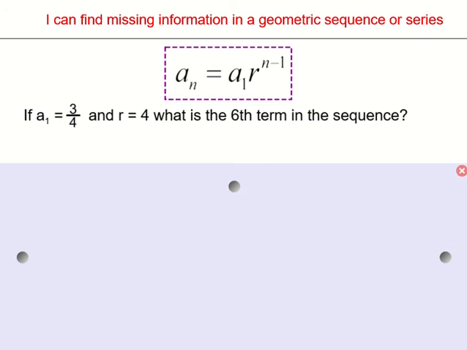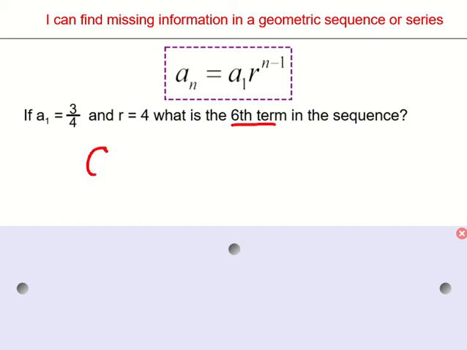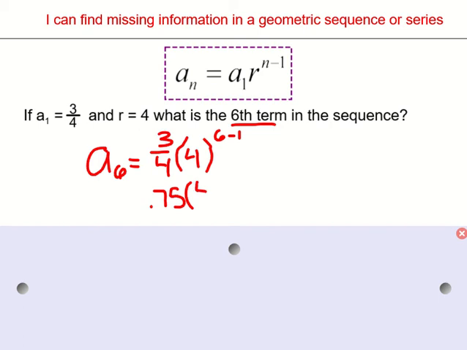Now, we're going to continue to use that equation, our a_n equals a_1 r to the n minus 1. This problem gives us our first term being 3/4, our ratio of 4, and it wants us to find the 6th term. So, we know we want a_6, that's what we're solving for. Our first term is 3/4, our ratio is 4, and since our n is 6, this is going to be 6 minus 1. This simplifies down to, you can keep that as a fraction or change it to a decimal, times 4 to the 5th.